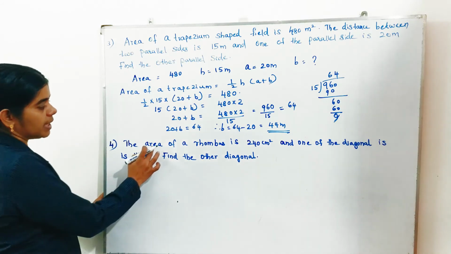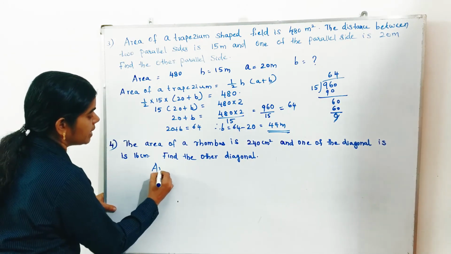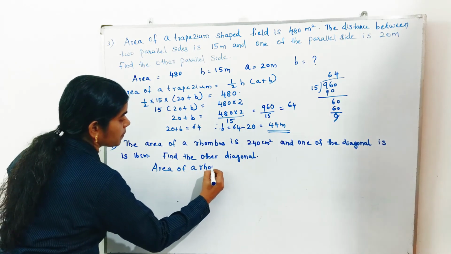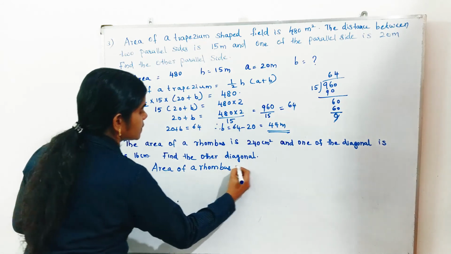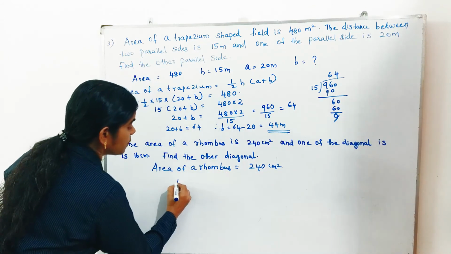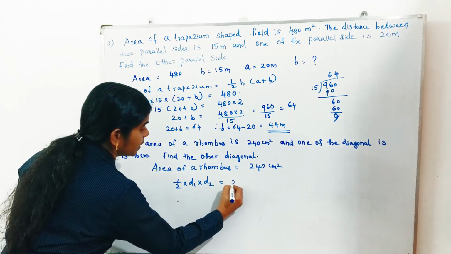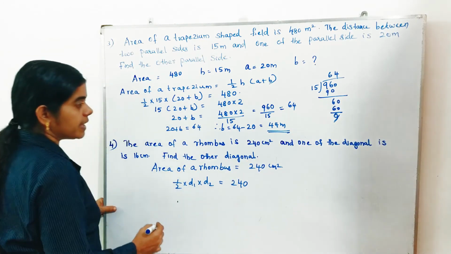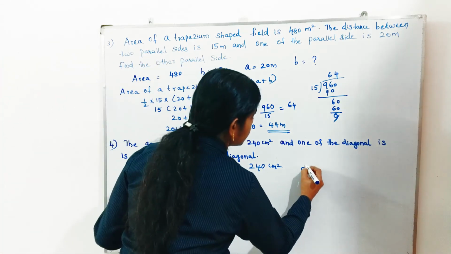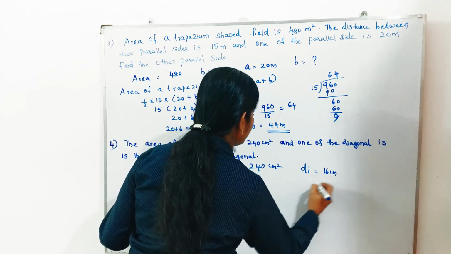Next one: the area of a rhombus is 240 centimeters square. You know the formula, half into D1 into D2 is equal to 240. Then one of the diagonals has length 16, so D1 is equal to 16 centimeters.